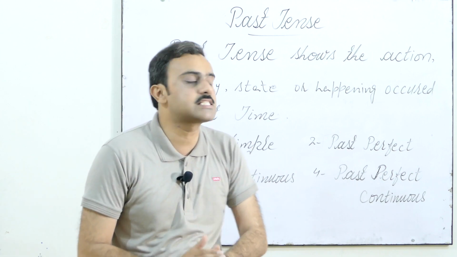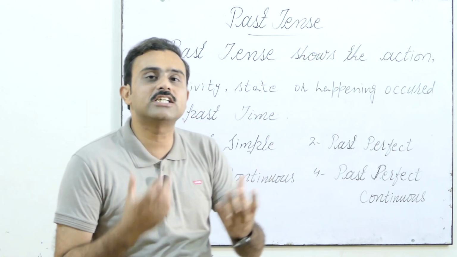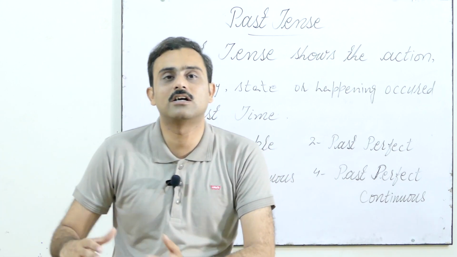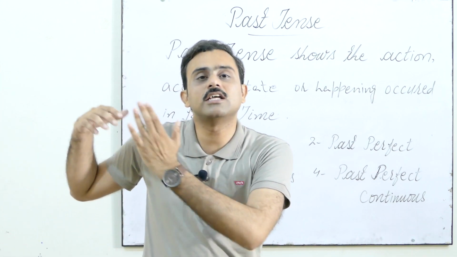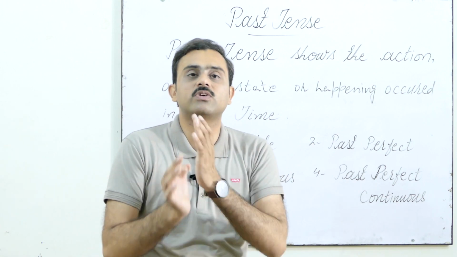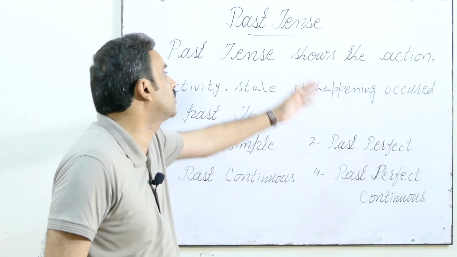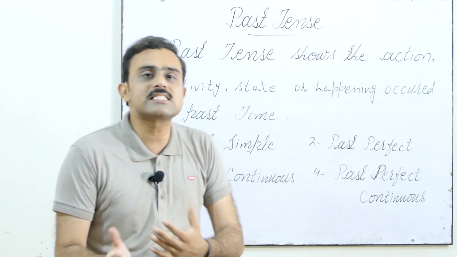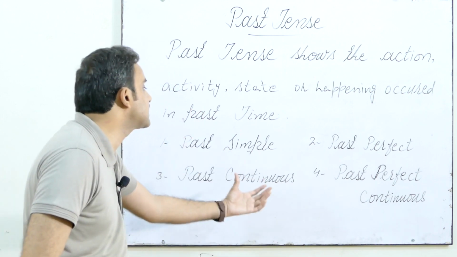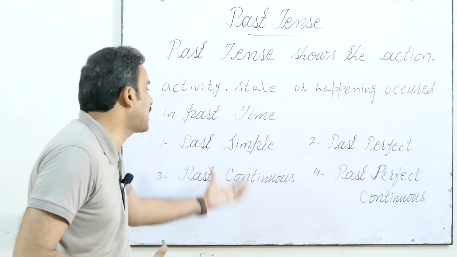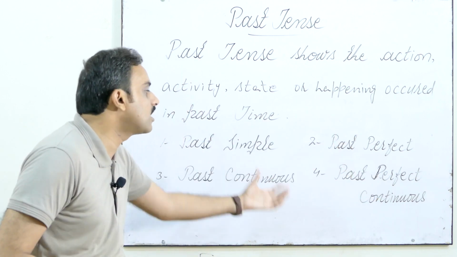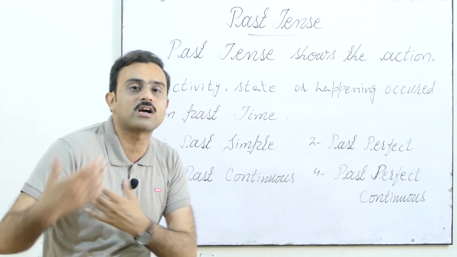Guys, the past tense is the tense which shows the action, happening, state, or any activity that happened or occurred in the previous time. In the previous past time, any activity, action, or state which occurred is referred to as your past tense. Past tense is further categorized into 4 subtypes, and these types are past simple tense, past perfect tense, past continuous tense, and past perfect continuous tense.